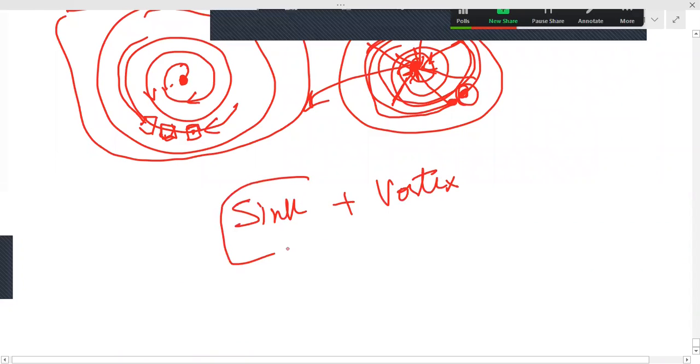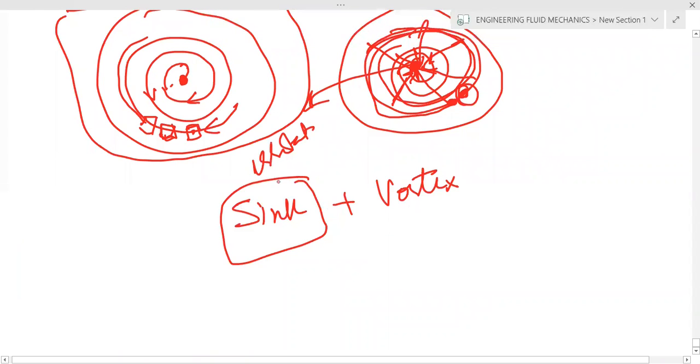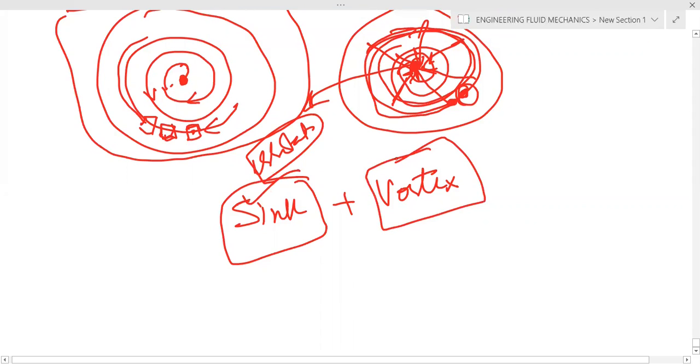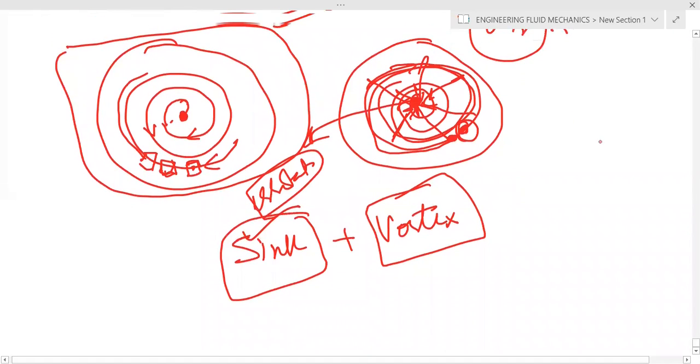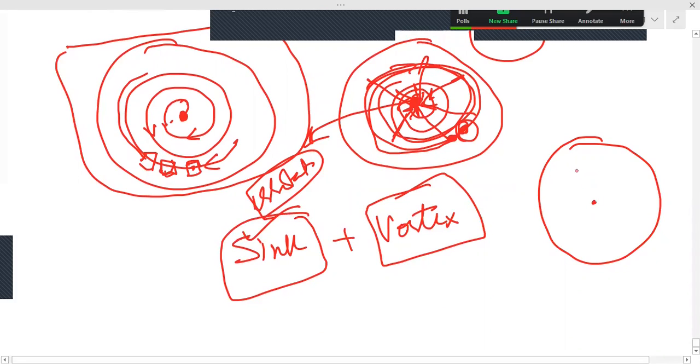It is understood by everyone that a sink is an irrotational region of flow, because something is converging. Had it been a source also, this is irrotational. That is clear to everyone. Why am I calling a vortex irrotational? Can a vortex be irrotational? What do you think? If I ask you, in case of sink only, what is the value of circulation, what is circulation?